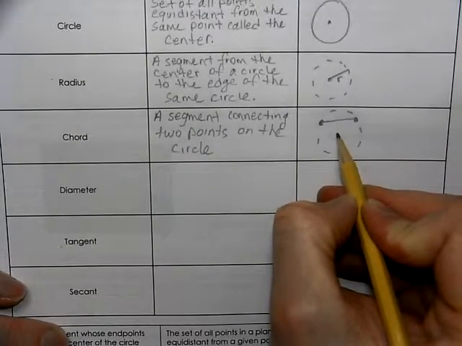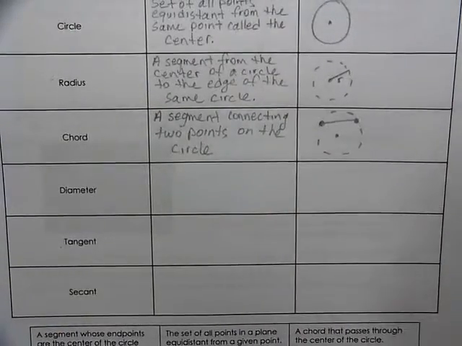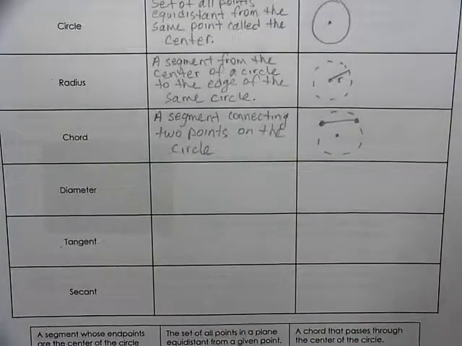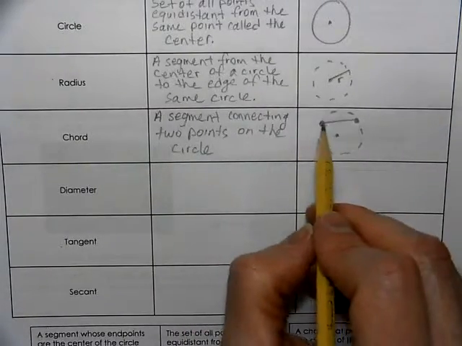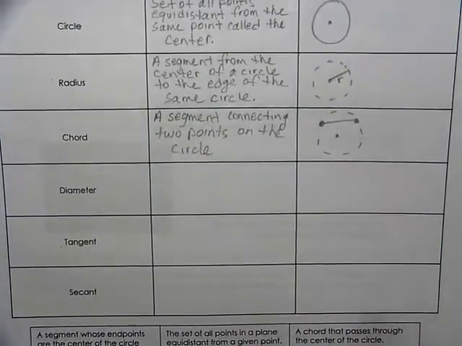Maybe your center would be here. It would be in the middle of the circle. A chord does not have to touch it. It can touch the center. It can go right through the center, and we'll call that something different. But a chord has to touch 2 points on the edge of the circle, and that makes a chord.